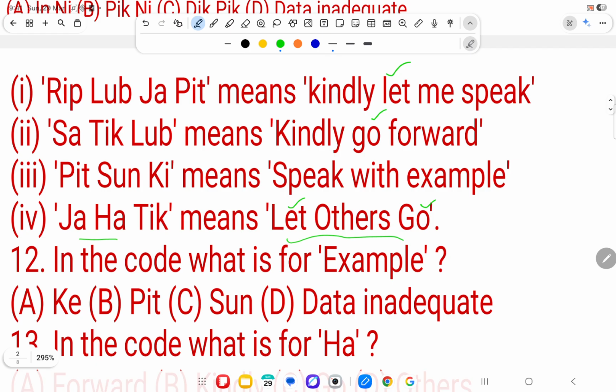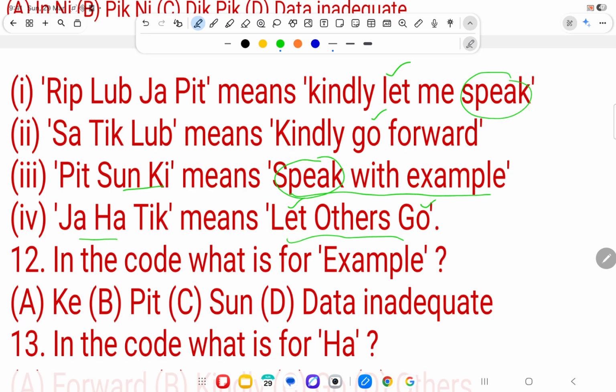So that is why. In the code language, what is the example? Example, where is it? Example, speak with example. Third sentence it is. Example is not repeated anywhere. Check that speak is repeated. Yes, speak is repeated in both. With is repeated. So with is not repeated. Means from the first and second, what is common? Sorry, first and third, PIT is common. So SUNKI may be with or example.